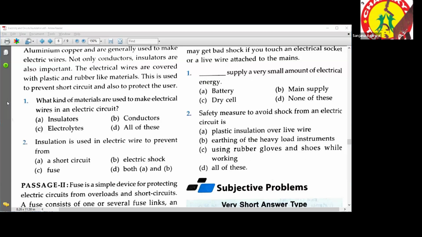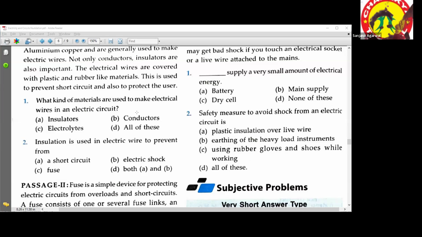Okay, good, Trilokya and Neha. The first one is what I'm not understanding. What kind of materials are used to make electric wires and electric circuits? First one, ma'am, I'm not able to get. Both insulators and conductors are used, ma'am.